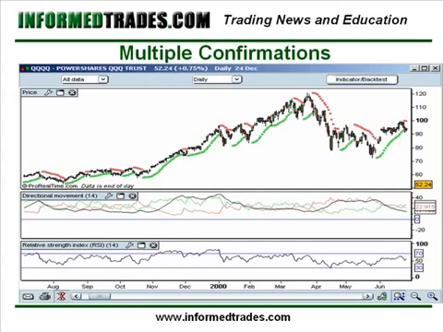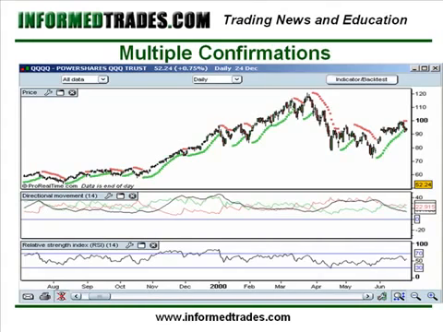So this goes in line with some of the things we've been talking about in previous lessons, that you want to have multiple confirmations. So we've got the parabolic SAR plotted on price. We've got the ADX below that, which we learned about in the last lesson, and we've got the relative strength index, which we learned about a couple of lessons ago.